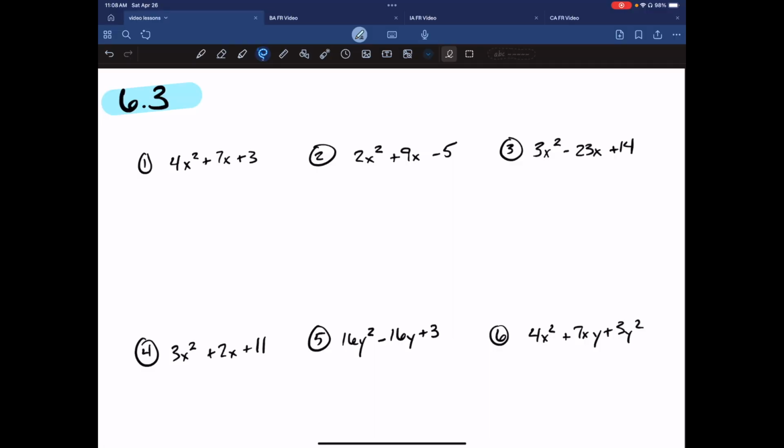Hey guys, welcome to 6.3. In this video, we're going to be talking about factoring a trinomial where the leading coefficient is not 1. Alright, so let's dive in.